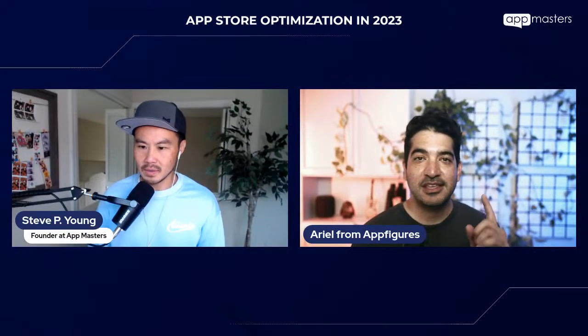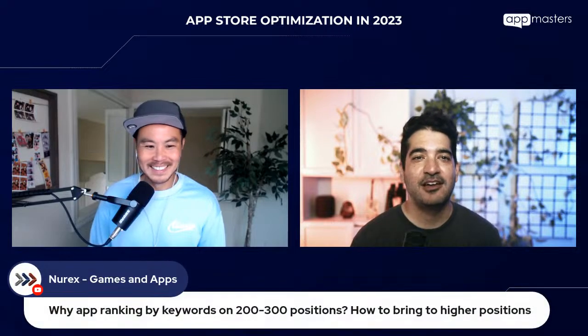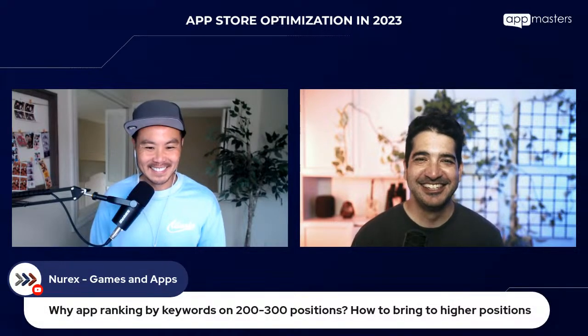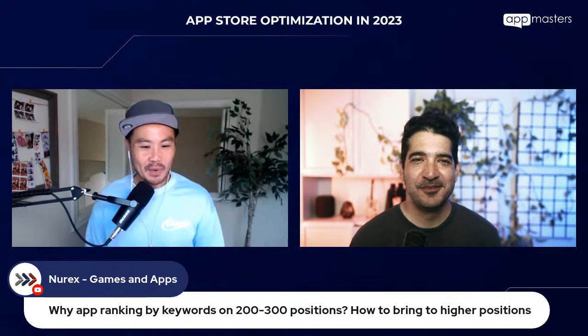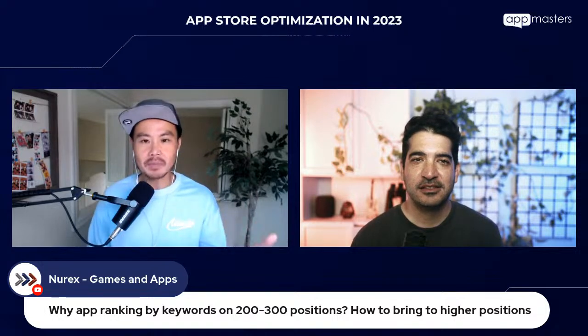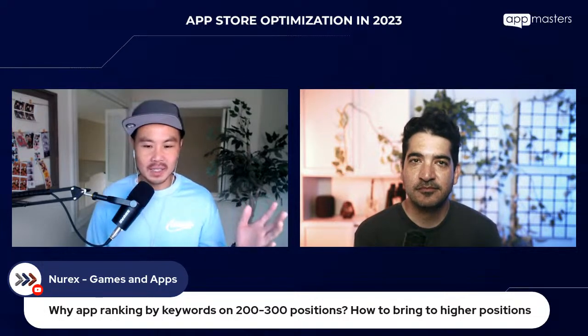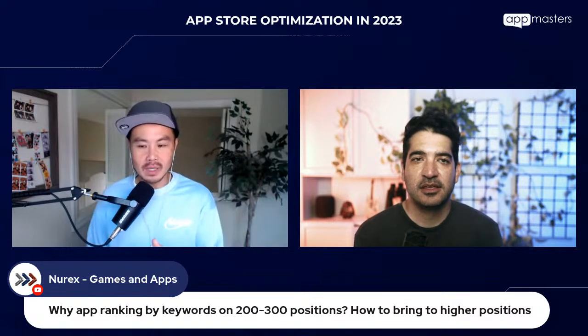Let's get through Apple search ads. I don't know if I fully answered that question. Why is my app ranking for keywords in 200, 300? How do we increase that? So let's say we've optimized it, had it in our title, had it in our subtitle, had it in all these different localizations as well.